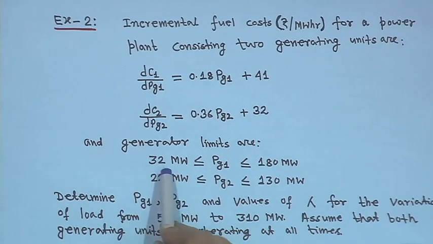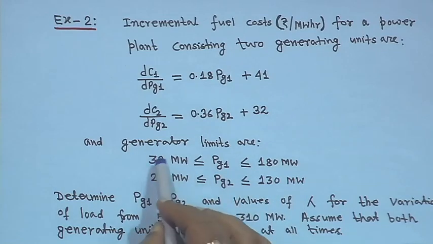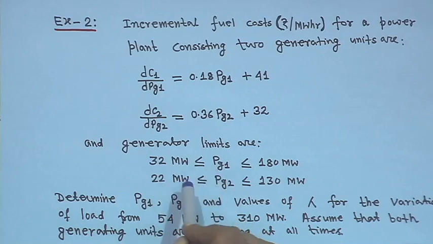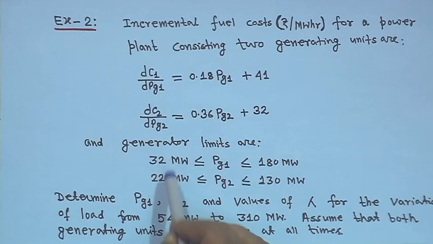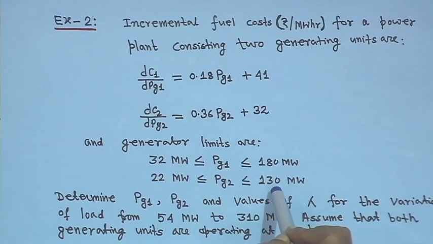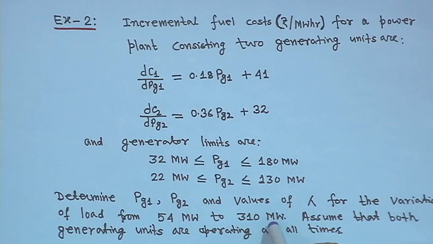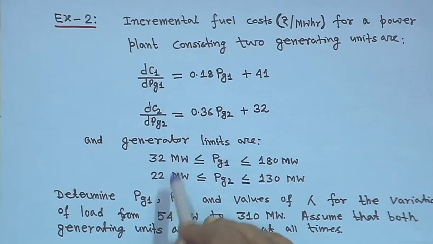that is, Pg1 minimum generation is 32 megawatt, maximum 180 megawatt, and Pg2 minimum is 22 megawatt, maximum 130 megawatt. That means the minimum load will be 32 plus 22, that is Pg1 plus Pg2, total minimum generation 32 plus 22, if both operate together. We will see that later. The maximum is 180 plus 130, which means 310 megawatt. So this generator can supply 310 megawatt load, and we will see how it can operate on the minimum side.